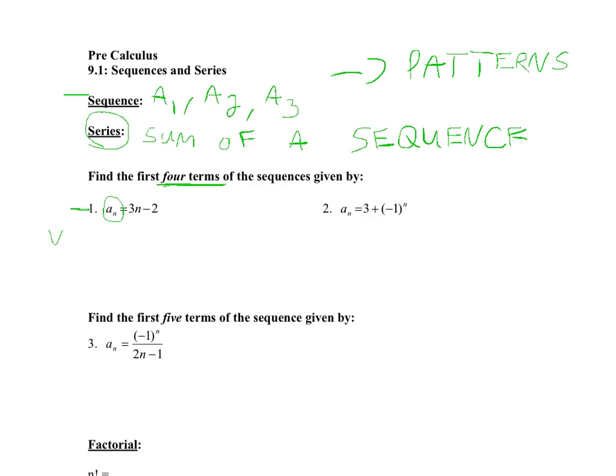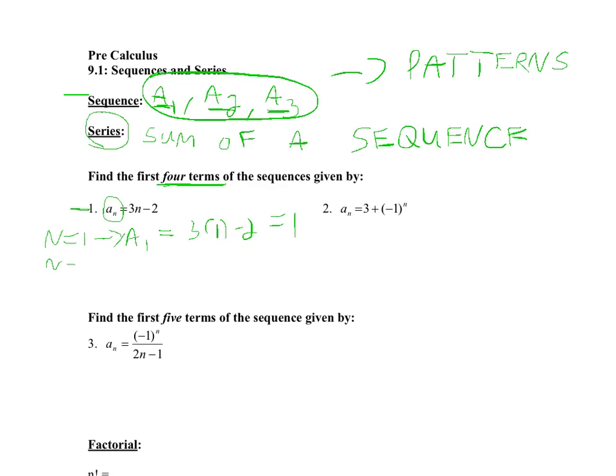If I make n equal 1, then it gives me A sub 1, which is the first term in the sequence. That's what all of this means. A sub 1 means it's the first term. A sub 2 is the second term in the sequence. A sub 3 is the third term in the sequence, and so on and so forth. So if I just plug n equals 1 in here, I have 3 times 1 minus 2. So it gives me 3 minus 2, which is 1. So that's the first term.